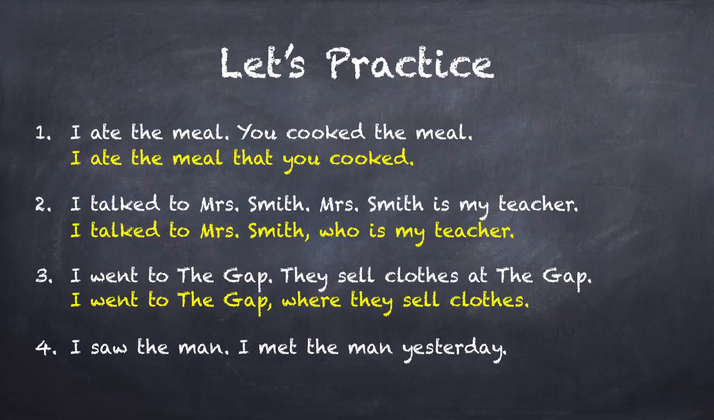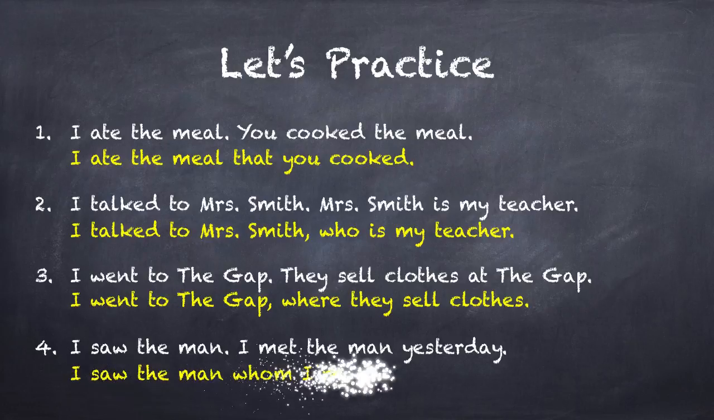In the fourth example, we have I saw the man. I met the man yesterday. We put these together by writing I saw the man whom I met yesterday. The man is undefined. We need additional information. So this is a restrictive adjective clause. We use the relative pronoun whom because the man is the object of the adjective clause.